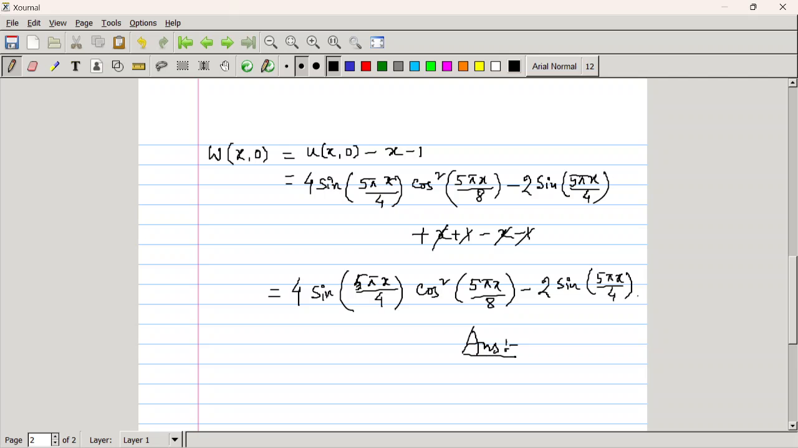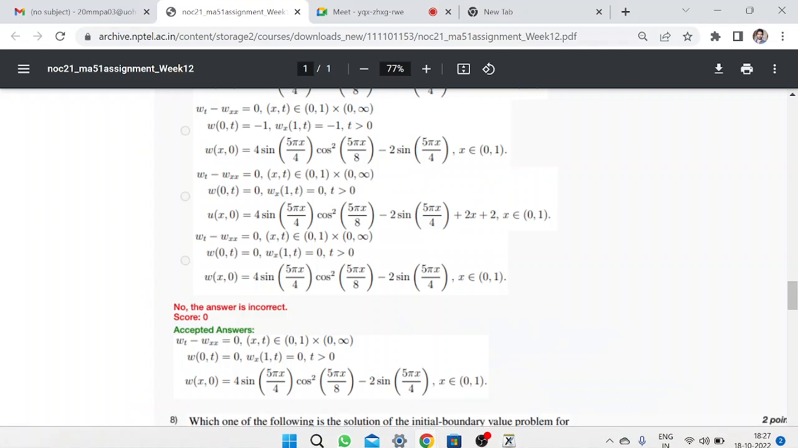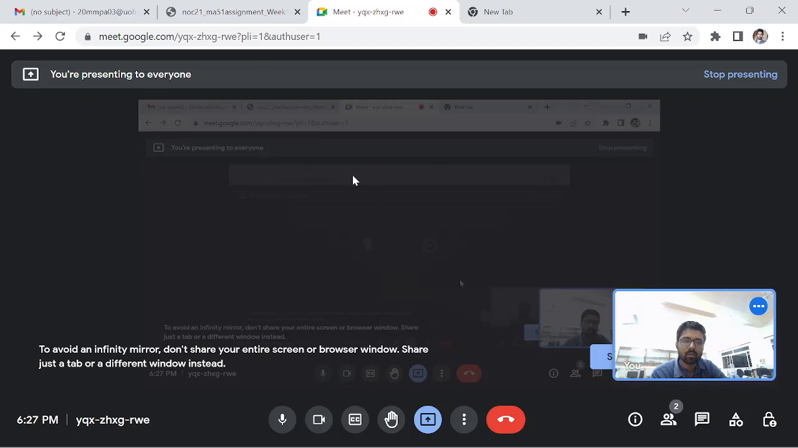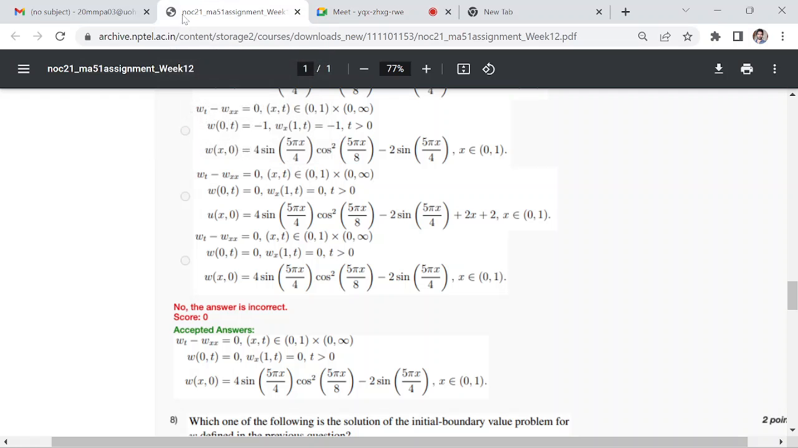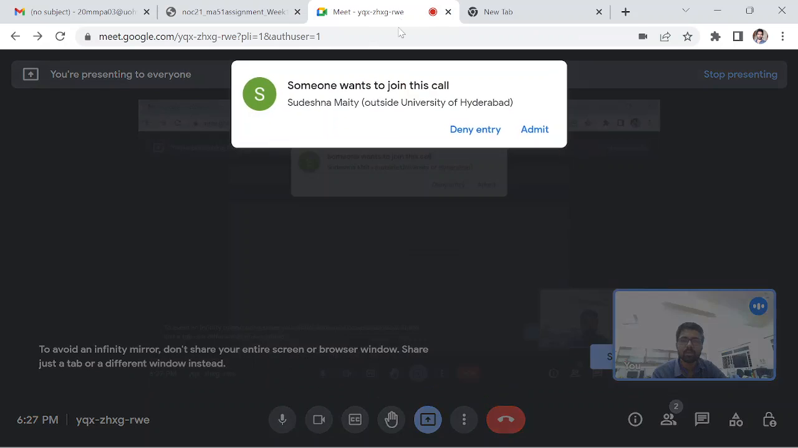The answer is option D. Okay. So this completes question number 7. This is just a transformation. We have to transform u by w.